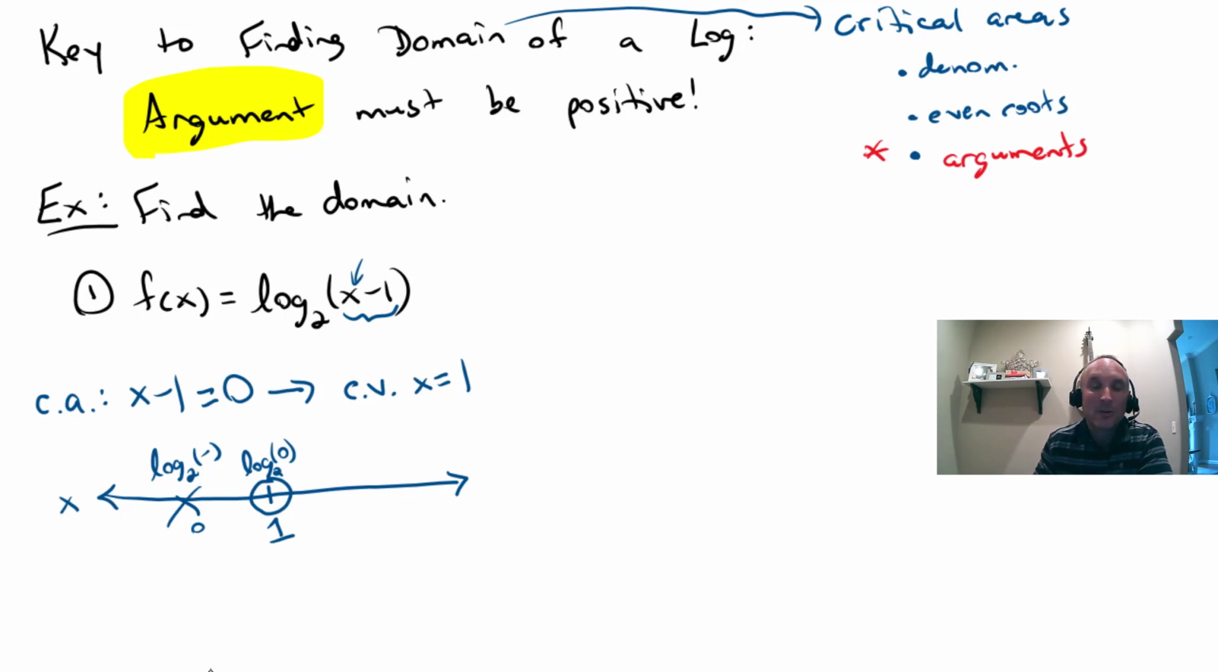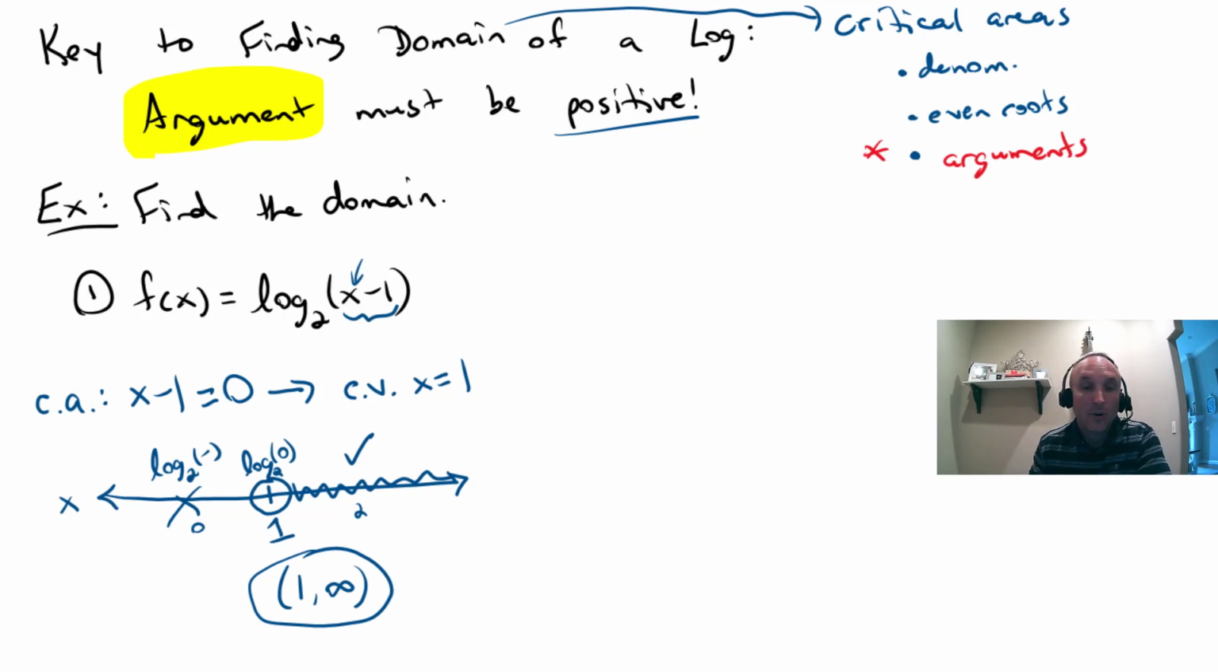But if I plug in numbers bigger than 1, such as 2, if I plug in 2 for x, I get log base 2 of 1, and 1 is positive. Arguments must be positive. So these numbers work, so I'm going to shade this region. So my domain is everything from 1 to infinity, but not including 1. So if you want to evaluate this log, you can only plug in numbers bigger than 1.